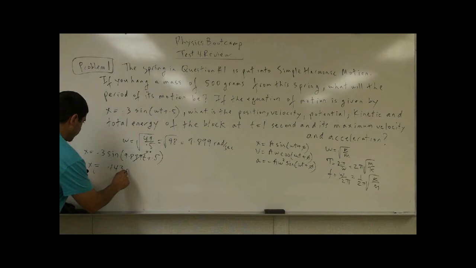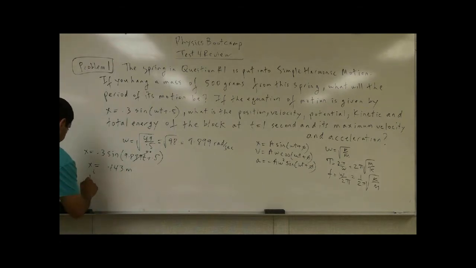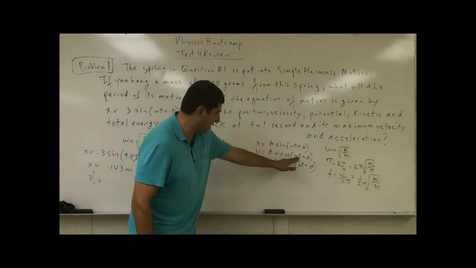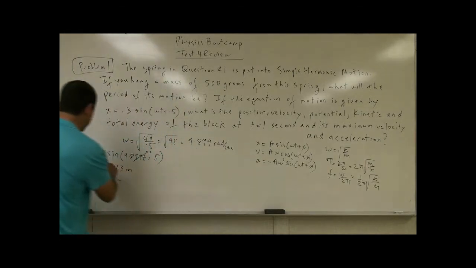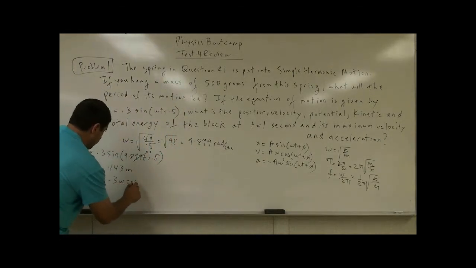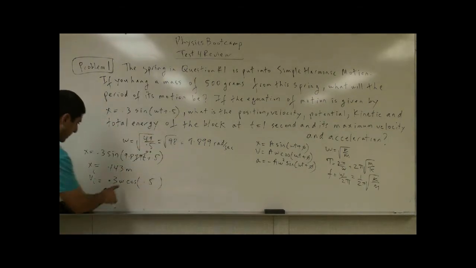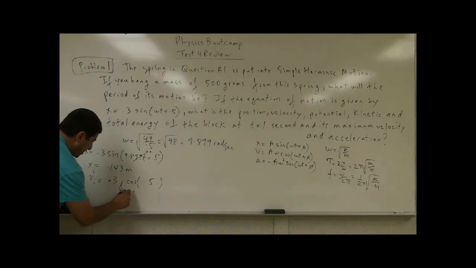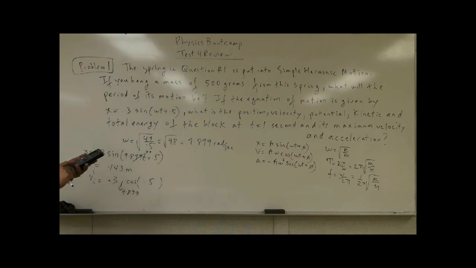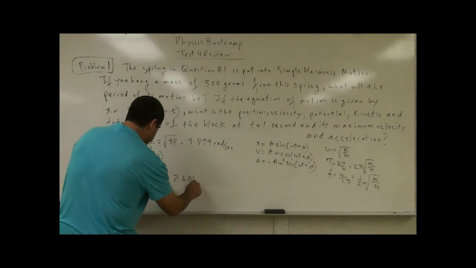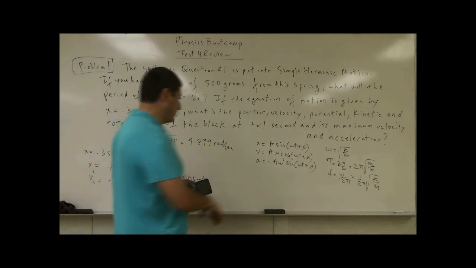Multiply that by 0.3. We have the initial position of the block is going to be 0.143 meters. Okay? And if we wanted to know the initial velocity, we would put in 0 for t. So we would take AW cosine. What is my A? Well, my A is 0.3, W cosine of, and then since we're going to put t = 0, you just have cosine 0.5, and then my W is 9.899, right? So we're going to have 0.3 times 9.899, so it's going to be 2.606 meters per second.